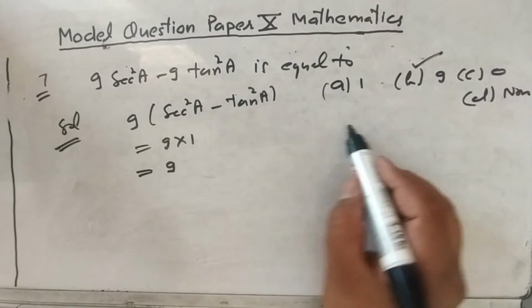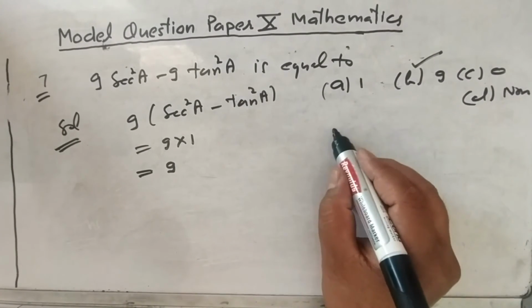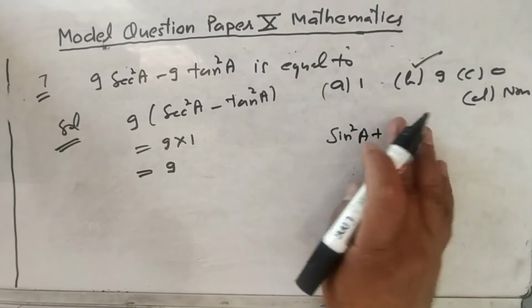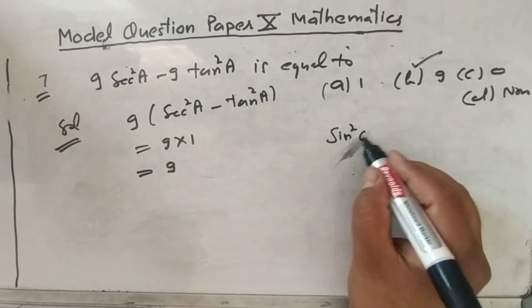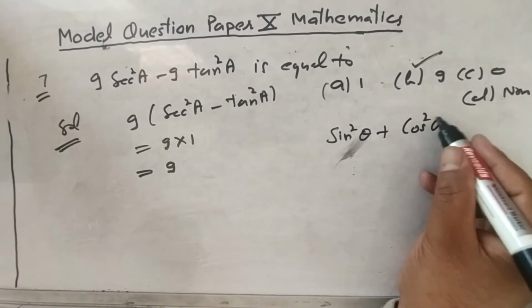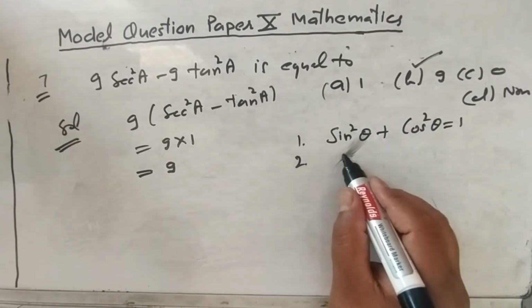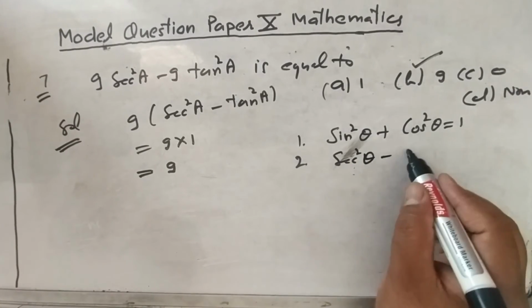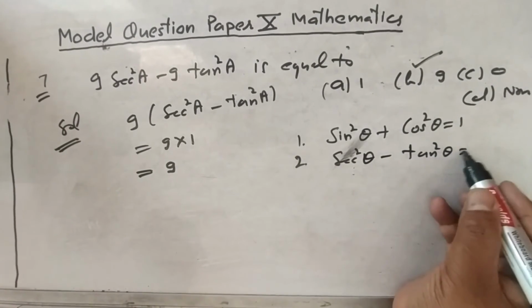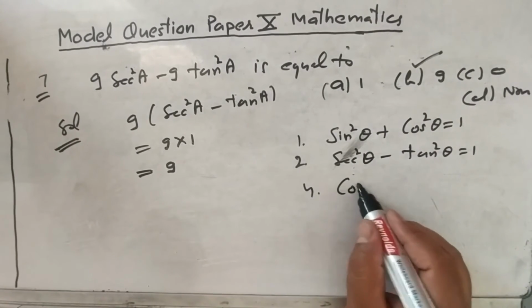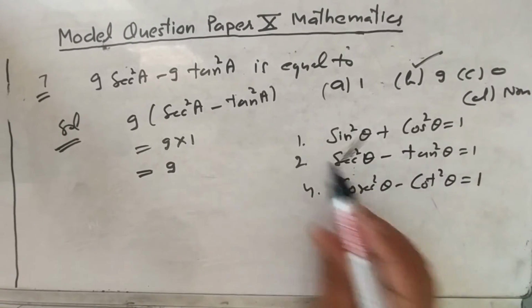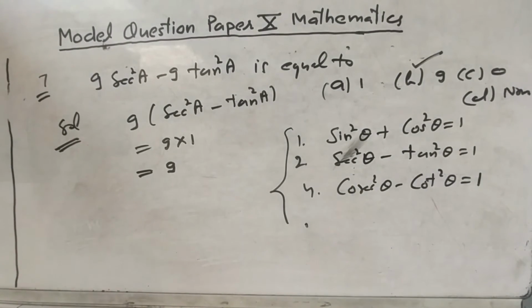See children, you have trigonometric identities. First identity is sine square A, or theta you can write, sine square theta. It is better to write it in terms of theta. Sine square theta plus cos square theta equals 1. This is the first identity. Second identity is secant square theta minus tan square theta is equal to 1. Fourth identity is cosecant square theta minus cot square theta equals 1. Right? So this is your question number 7, children.